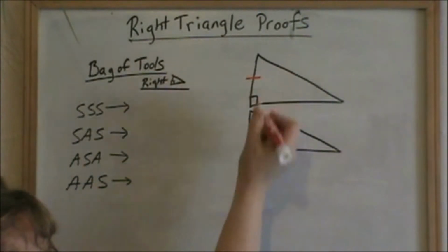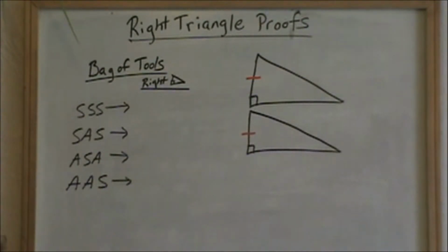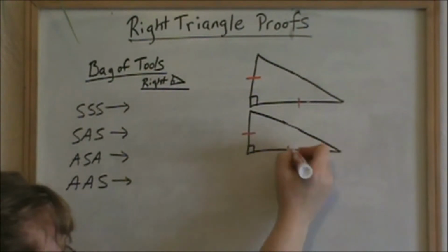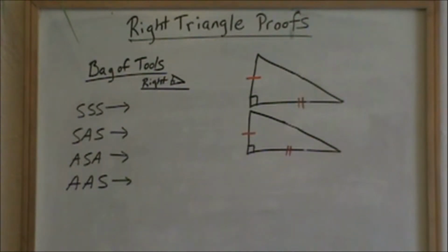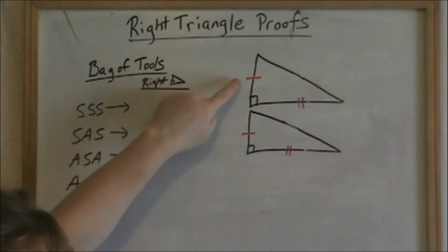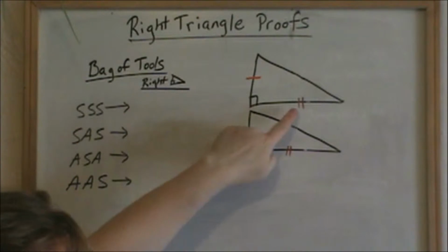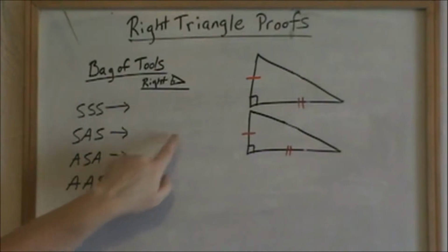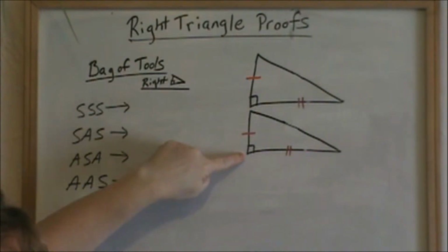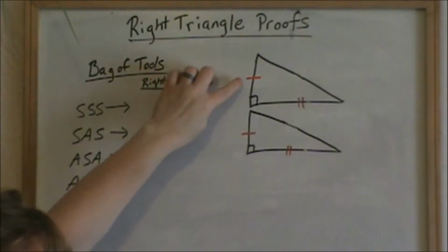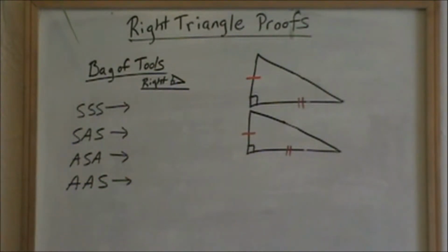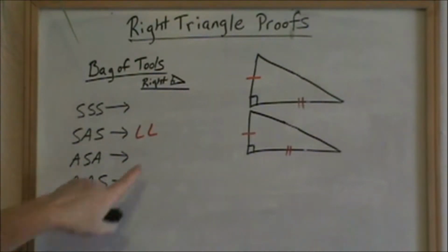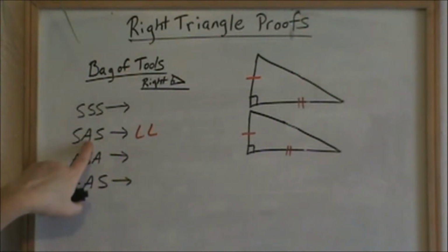So let's just say that this leg was congruent to this leg. Let's just do the legs for right now. That leg is congruent to this leg, and they're different. If these were regular triangles, see how that would be side, angle, side? But we already know that these angles are congruent. So in right triangles, if we can just prove that each leg is congruent, then we can call that leg, leg. Okay? Leg, leg, LL. That's similar to side, angle, side.